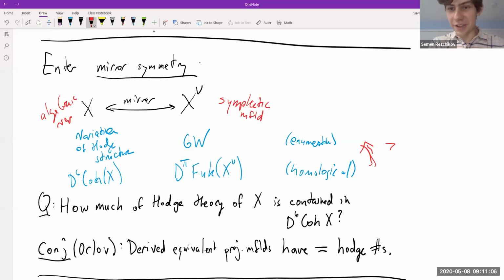now the degree to which we don't know the answer to this question, how much the Hodge theory of X is contained in the derived category of X, is elucidated by a very controversial conjecture of Orlov, which is that derived equivalent smooth projective varieties over C should have the same Hodge numbers. So every time I talk to an algebraic geometer about this, they're certain that this must be false. But I'm hoping that someone finds a counterexample, because it's a fact that would be too nice if it was true, but not provable. Okay.